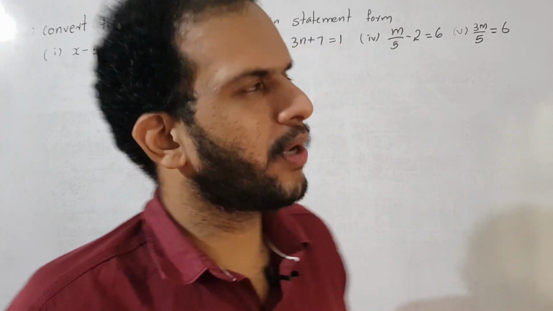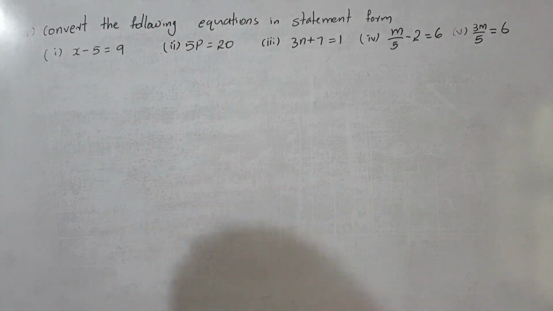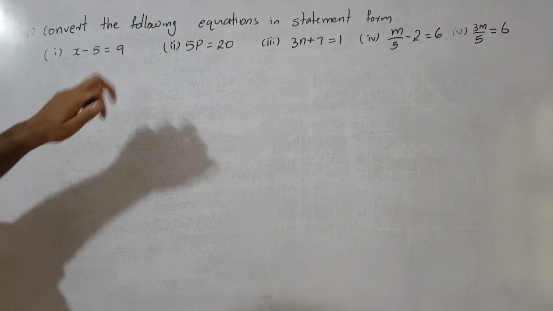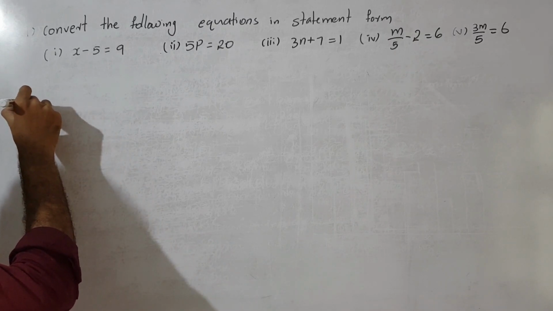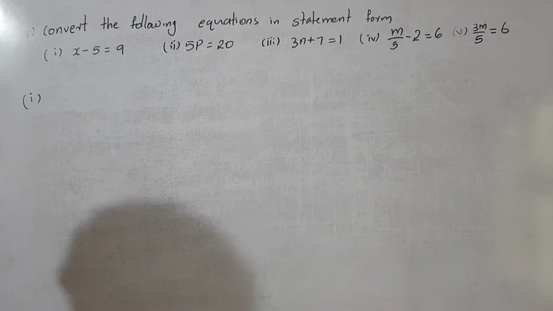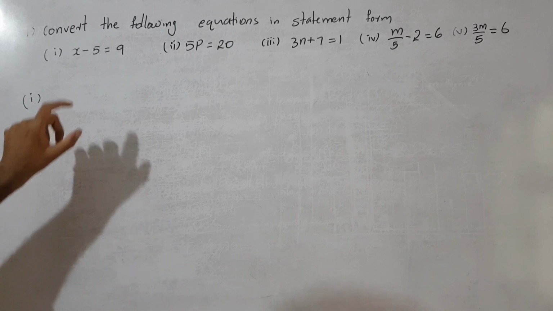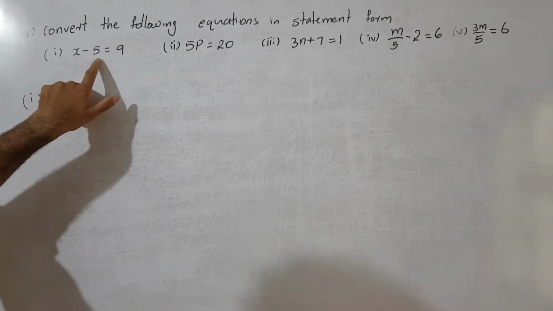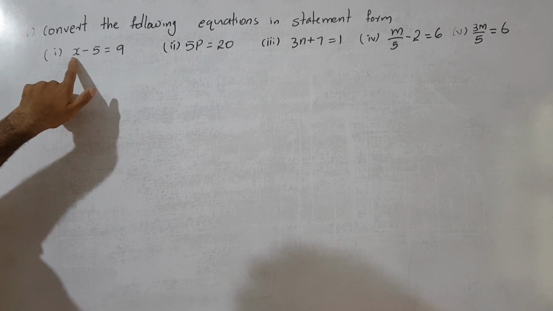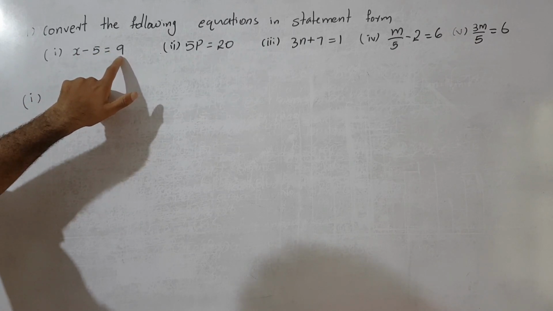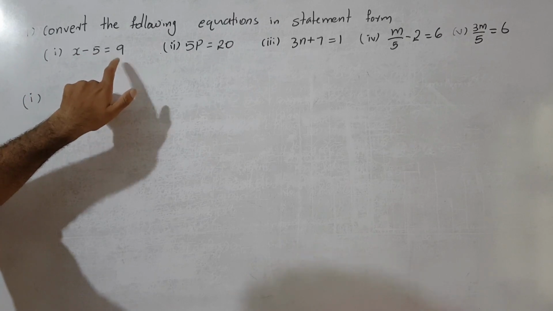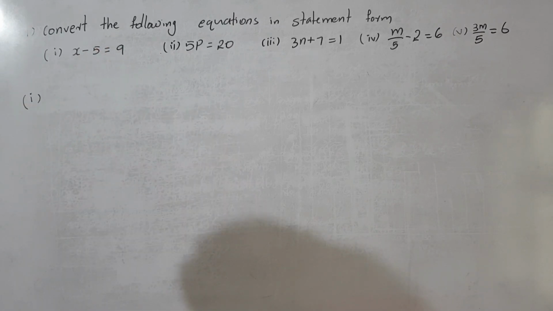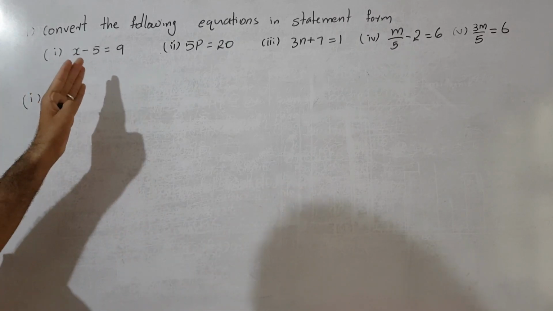The first question: the equation is x minus 5 is equal to 9. Correct? Then it's very clear what we are doing here. We are subtracting 5 from x, then we get 9. Then we subtract 5 from x, you get 9. That is the idea. You just look at the equation, then you get the idea of what you want to write.